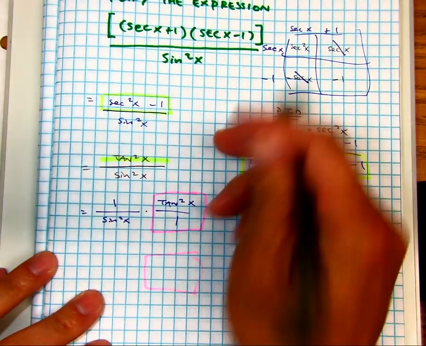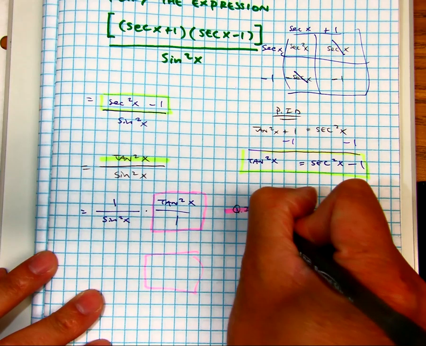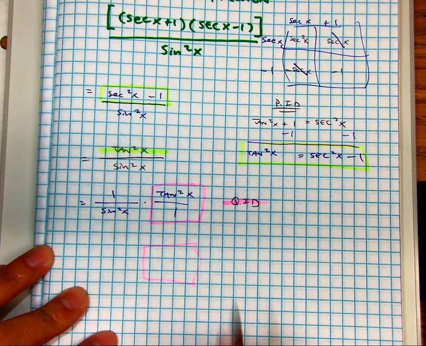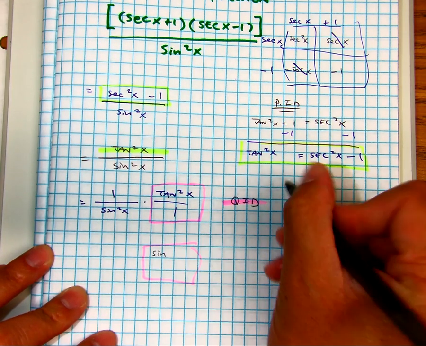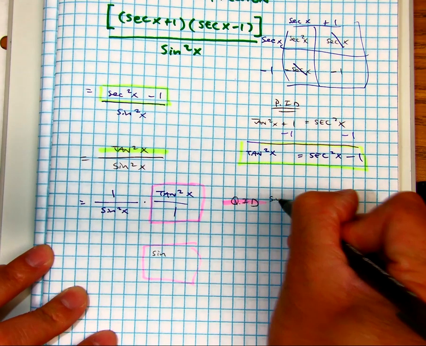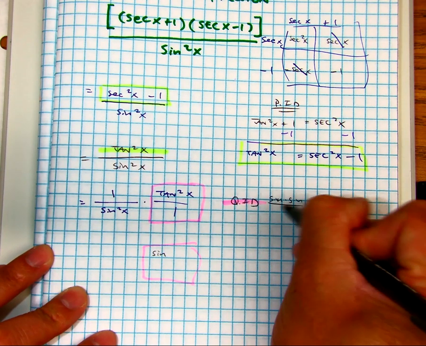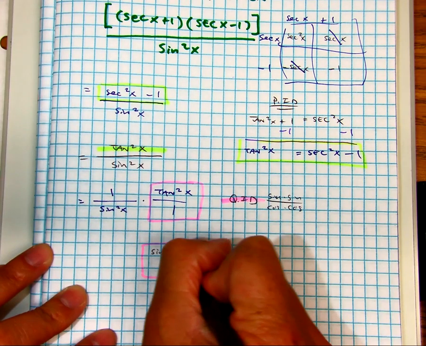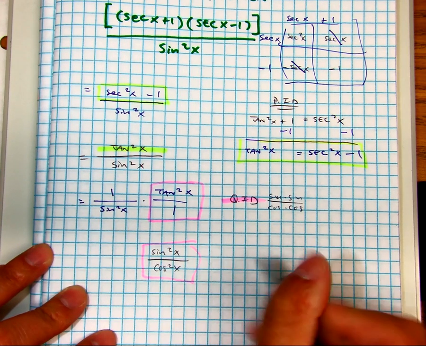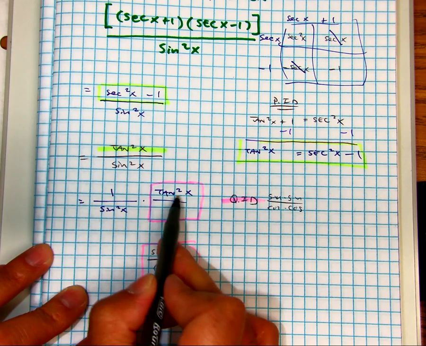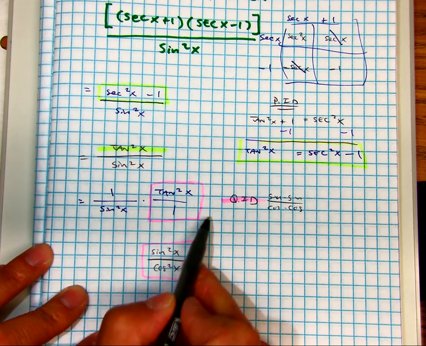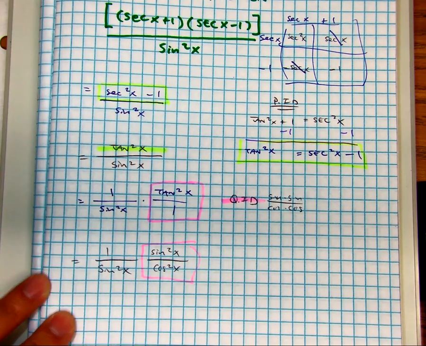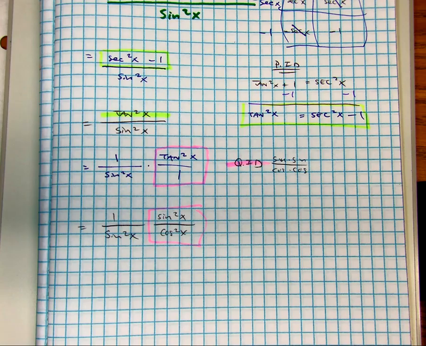Okay, so if I use the quotient identity, that'll be what? Sine. Okay, look. It's really sine times sine over cosine times cosine. And that's why I'm going to write sine squared x over cosine squared x. Does that make sense? Yes. It's tangent times tangent, so it would be sine over cosine, sine over cosine. Looks good. Now what?